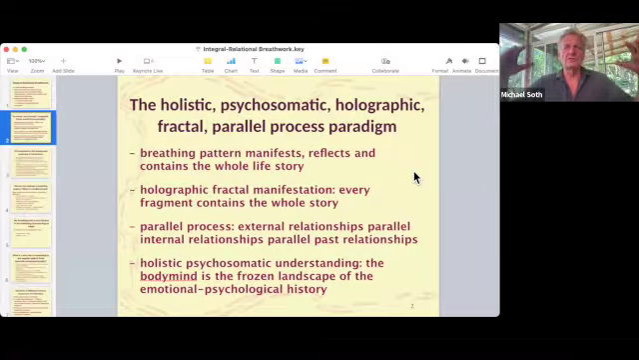Once you understand this multidimensional universe framework for psychology, you can read the inner world of the other person via any of these manifestations, any of these channels. What goes on at one level is reflected on another level. And then we just take that understanding and apply it straight to the breathing pattern. Therefore we can say that the breathing pattern manifests the whole life story. You could say it reflects the whole life story, or that it contains the whole life story.